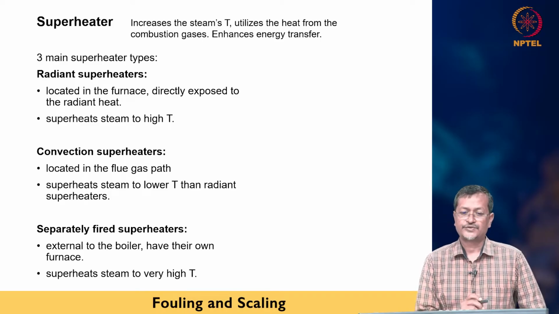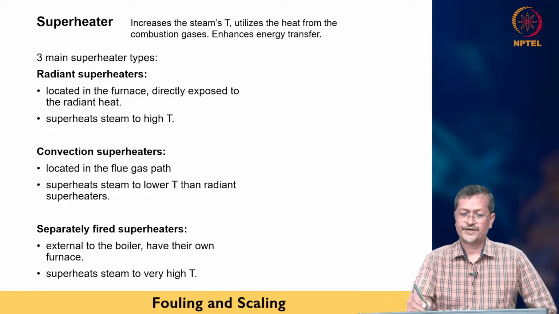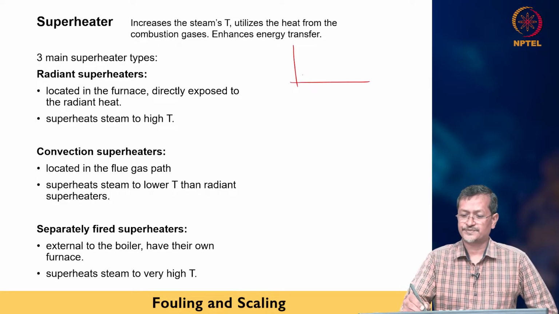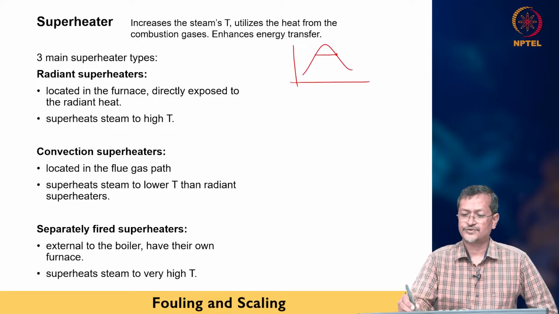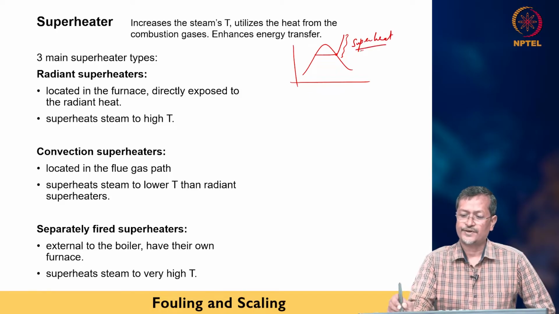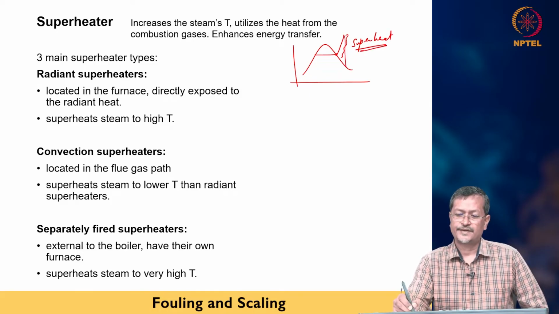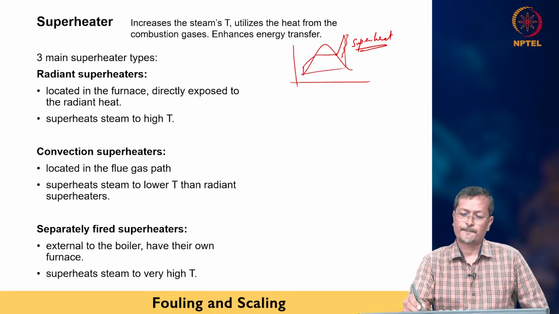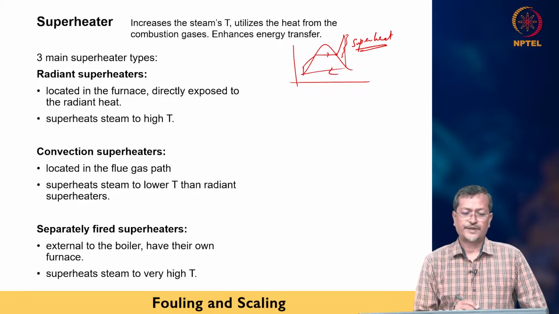Superheater: it increases the steam temperature by utilizing the heat from the combustion gas, enhancing energy transfer. I already told that saturated steam we are not using for the turbine; you have to superheat. This is the superheated zone. So you have to create this superheat, then you put the turbine and run the system.